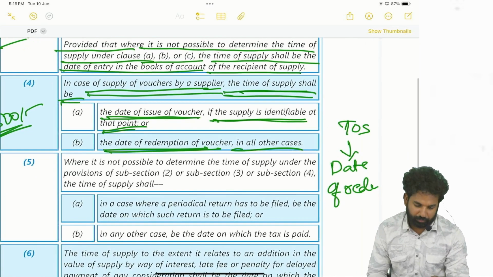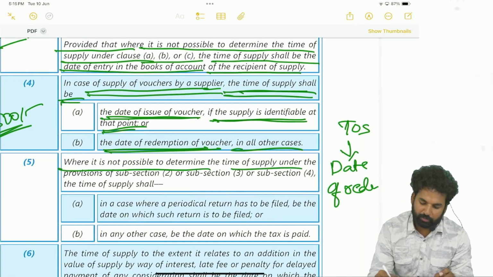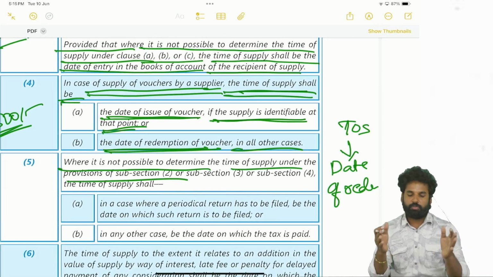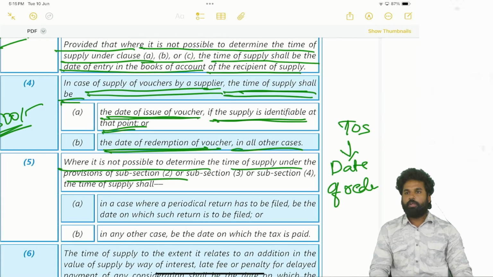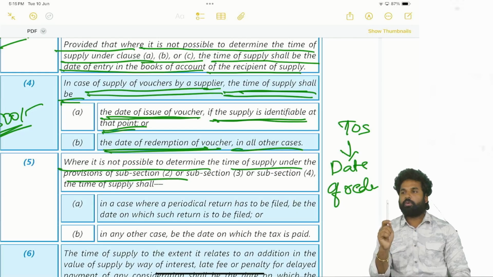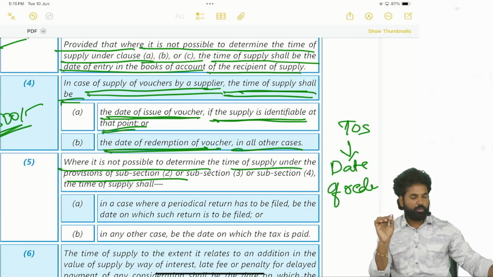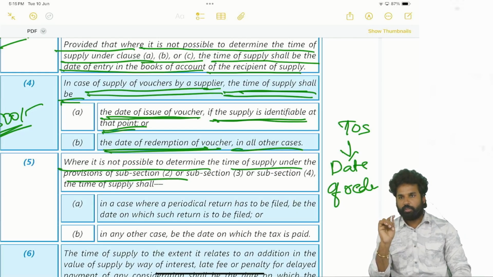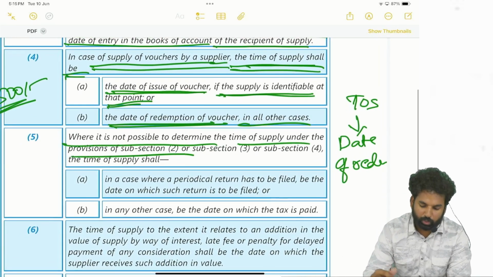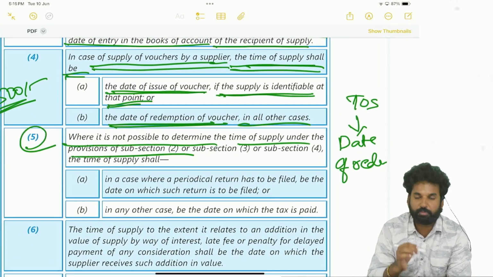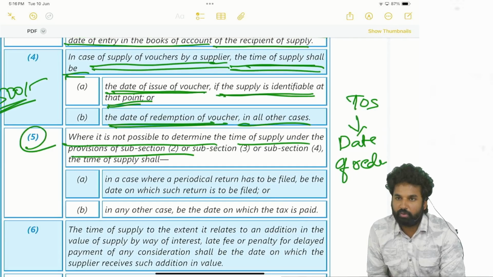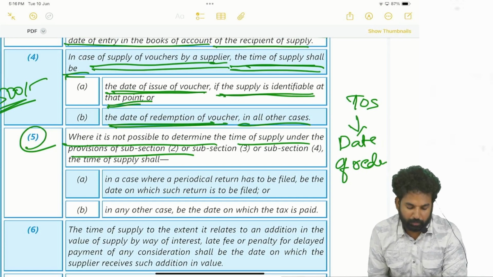Next, where it is not possible to determine the time of supply under the provisions of subsection 2, subsection 3, or subsection 4, sorry, subsections 2, 3, 4. So by applying these provisions, if you are not able to find out the time of supply, in such cases you have to go for the residual case, which is subsection 5. As per subsection 5, you have to determine the time of supply. How will you determine it?